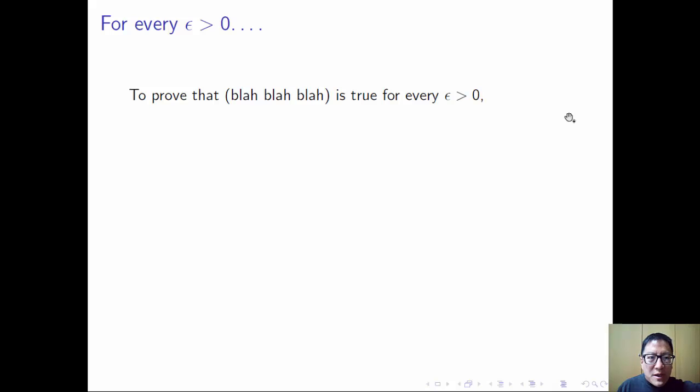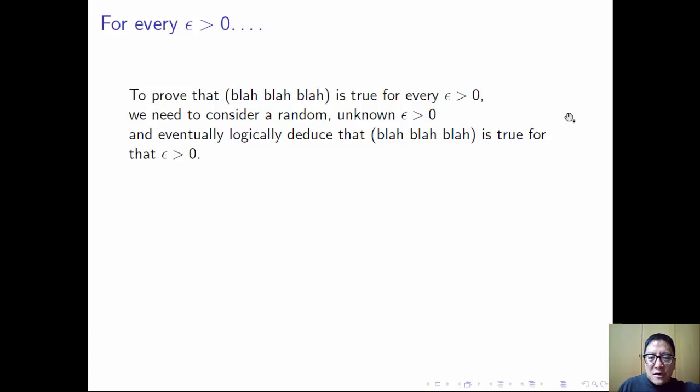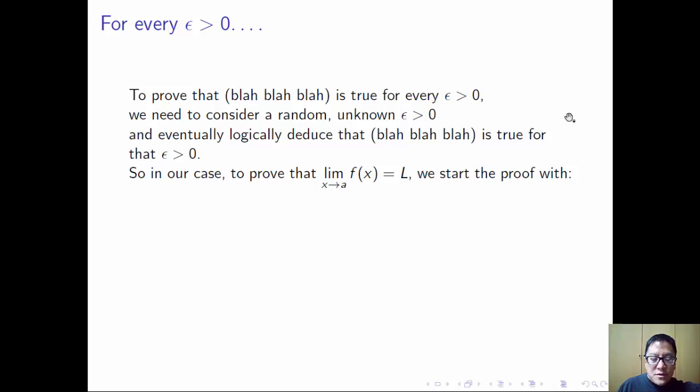Let's look at it piece by piece, starting with for every epsilon greater than 0. To prove that some statement, blah, blah, blah, is true for every epsilon greater than 0, we need to consider a random, sort of unknown epsilon greater than 0, and eventually logically deduce that blah, blah, blah is true for that epsilon greater than 0. So returning to our case, to prove that the limit of f of x as x approaches a is equal to L, we start the proof with: assume epsilon is greater than 0. Remember, we're trying to prove that the rest of the junk is true for every epsilon greater than 0, so we start by assuming we have some random unknown epsilon greater than 0.